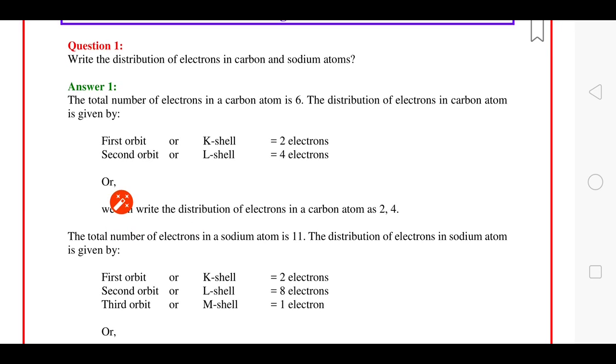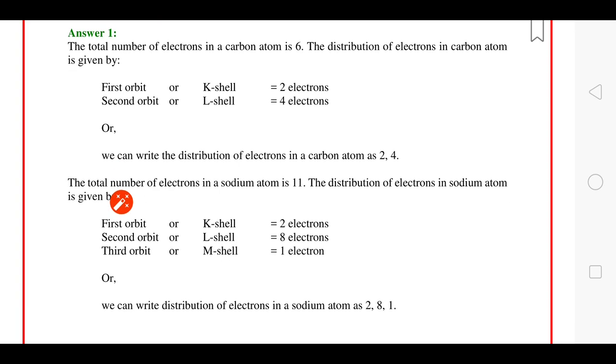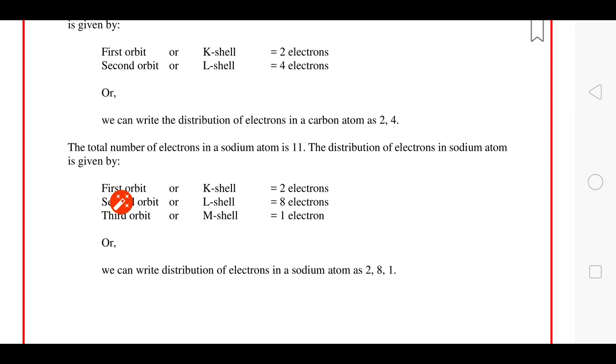Write the distribution of electrons in carbon and sodium atoms. The total number of electrons in a carbon atom is 6. The distribution of electrons in carbon atom is given by first orbit or K shell is equal to 2 electrons by the formula of 2n square, second orbit or L shell is equal to 4 electrons, or we can write the distribution of electrons in a carbon atom as 2 and 4.